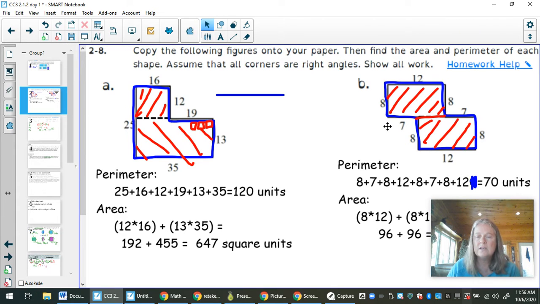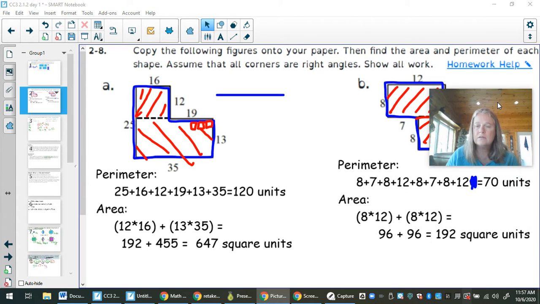And then the last one, over here, we divide it up into 2 rectangles. 8 by 12 is 96. When you do that a second time, you get another 96. So altogether, you get 192 square units.